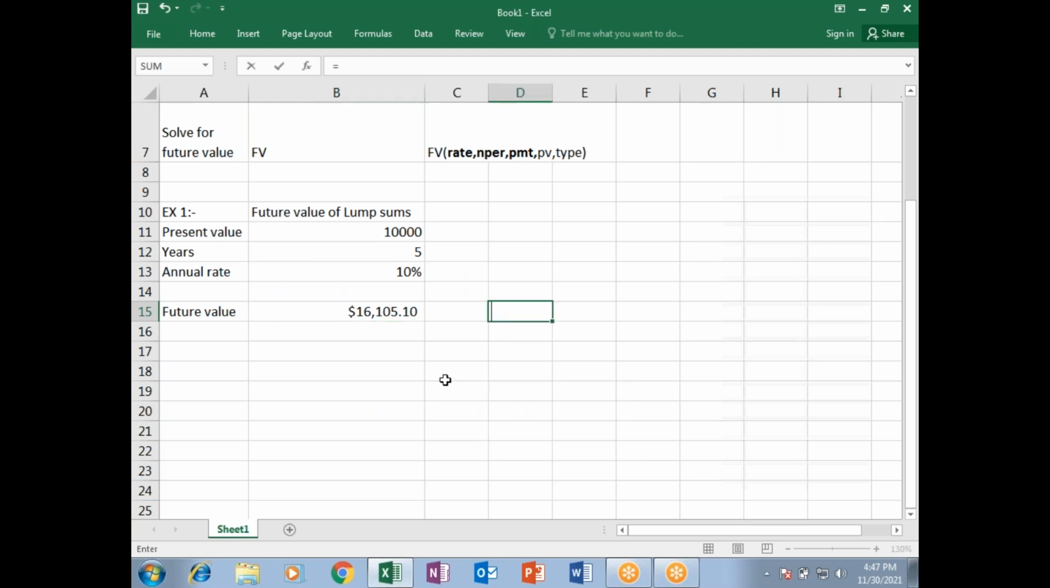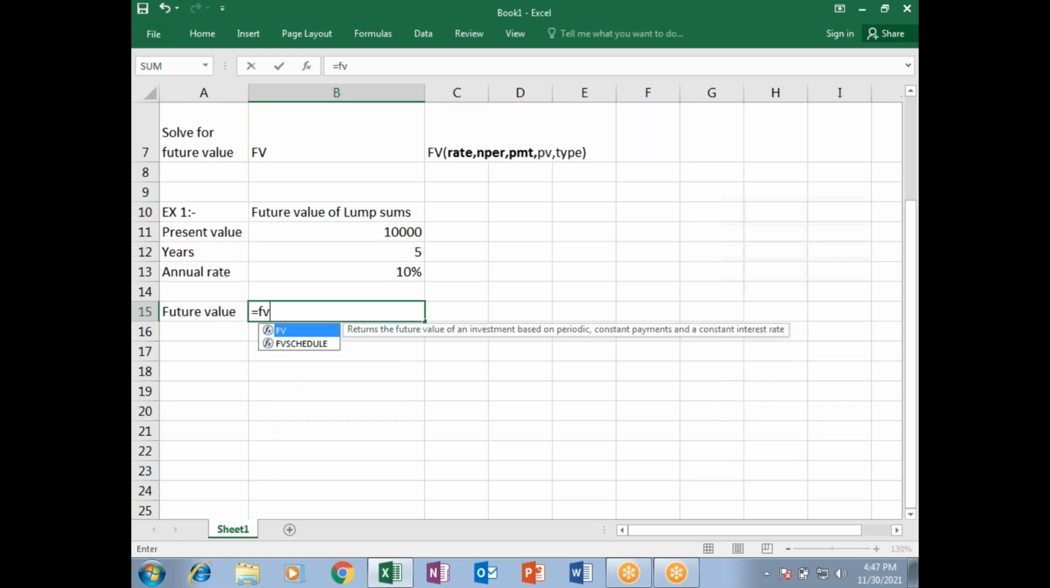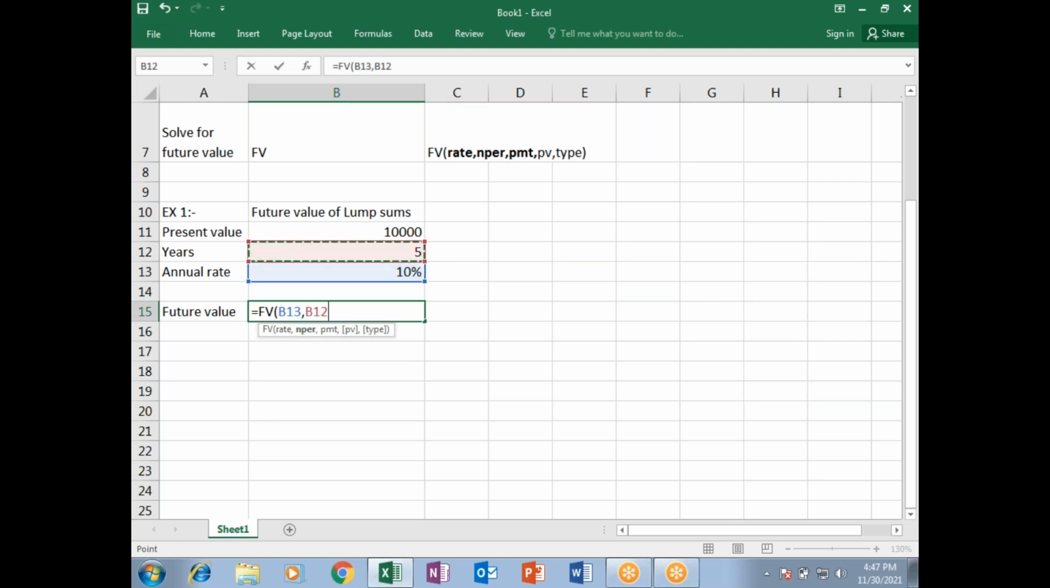Now what you need to do is... Sir, can you please explain the formula again? Yes, that's what I'm explaining again. Equals FV, the future value function. The rate is nothing but the annual rate, comma. Nper is nothing but years, comma. I don't have the payment amount, so give 0.